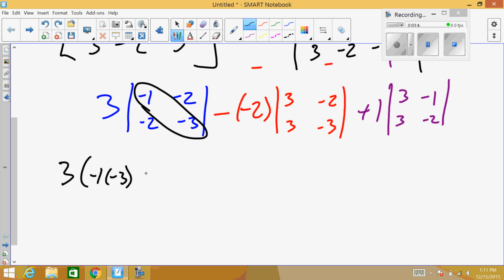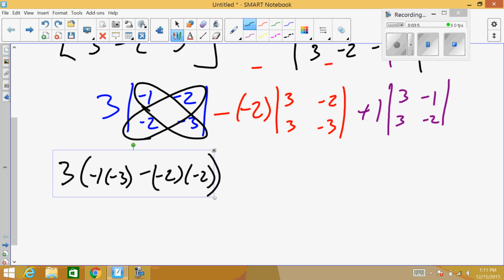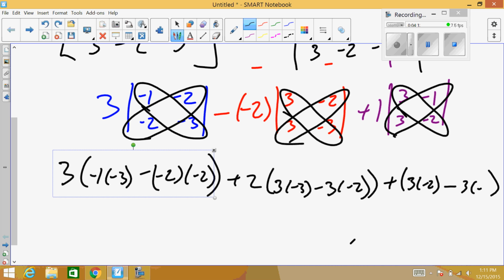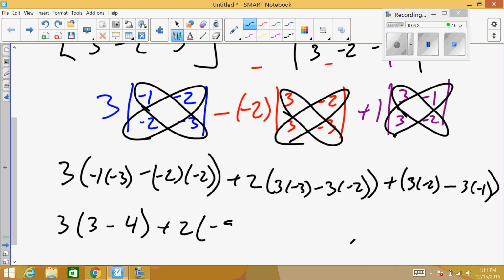-1 times -3 minus -2 times -2. Close that parenthesis. I'm going to say plus 2 times 3 times -3 minus 3 times -2 plus, I'm not even going to write that 1 out there because if we multiply by 1 it doesn't change, 3 times -2 minus 3 times -1, and keep simplifying, 3 times 3 minus 4 plus 2 times -9 plus 6 plus -6 plus 3.